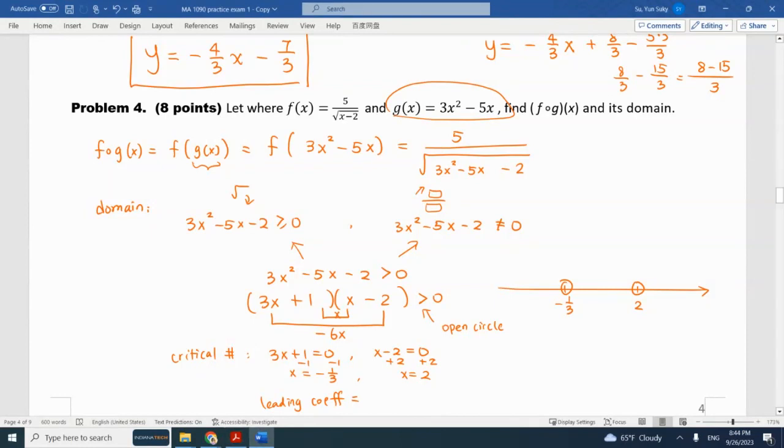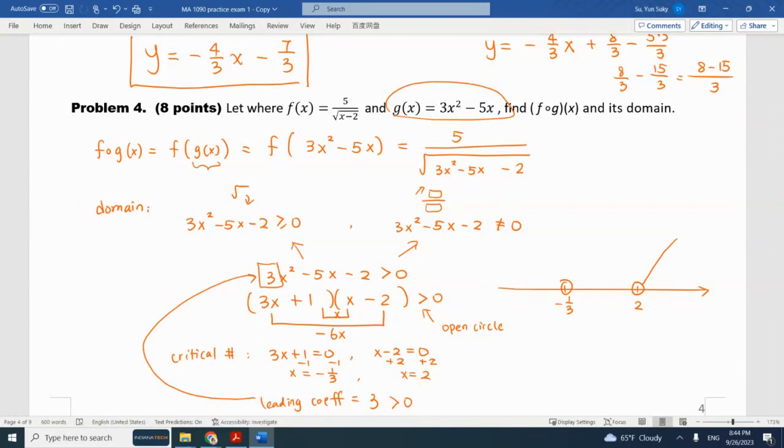Let me see in the chat. The leading coefficient is the coefficient of the highest term, right? So the leading coefficient is 3. And do you see it's positive? So we start with the right upper corner.